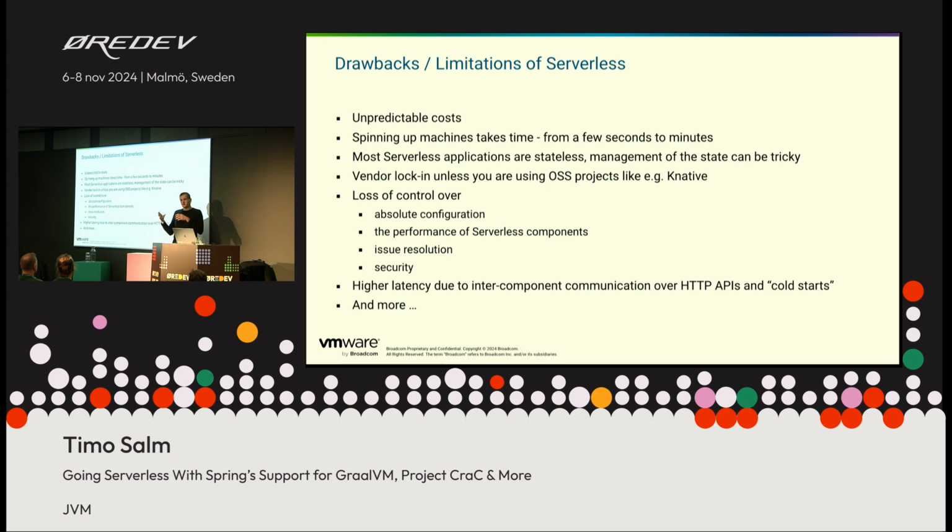This is also something you either have to handle in your application, or you need ways to avoid it, for example by pre-provisioning stuff or by making applications so fast that there are no timeouts in most cases. There's also vendor lock-in if you're, for example, on AWS Lambda, because that's not a standard way of packaging applications.